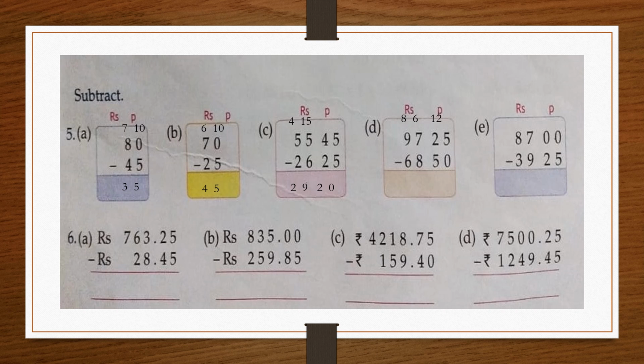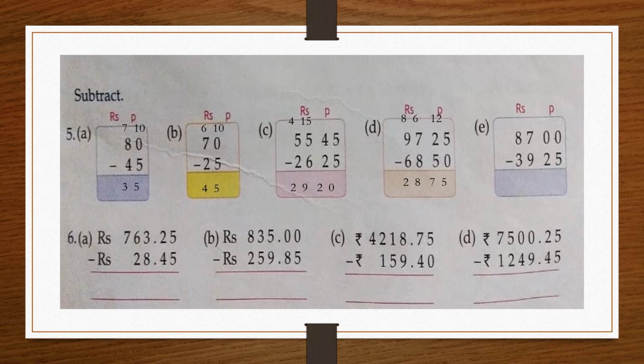And from 6 you cannot minus 8. So it will borrow 1 from 9. So it will become 16. Now 16 minus 8 is 8. And 8 minus 6 is 2. So the answer is 28 rupees 75 paisa.